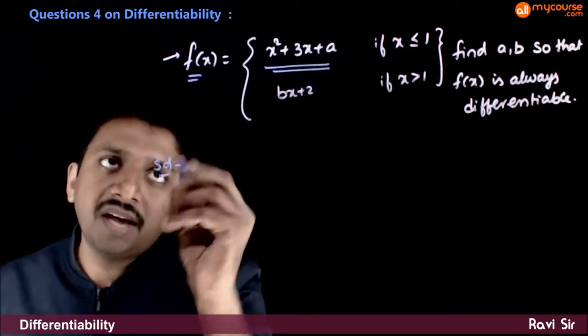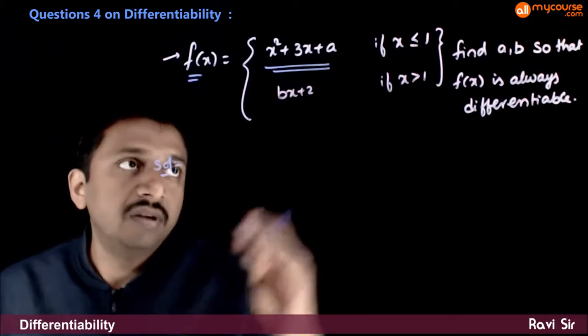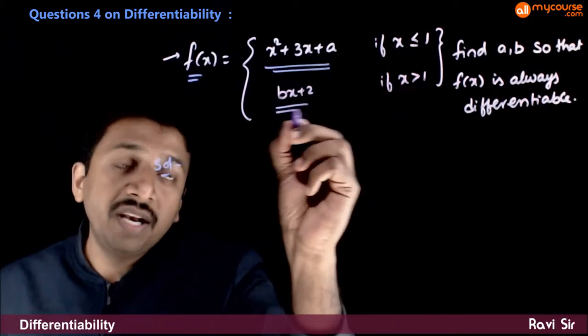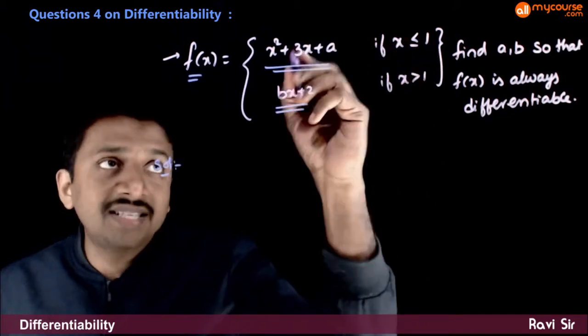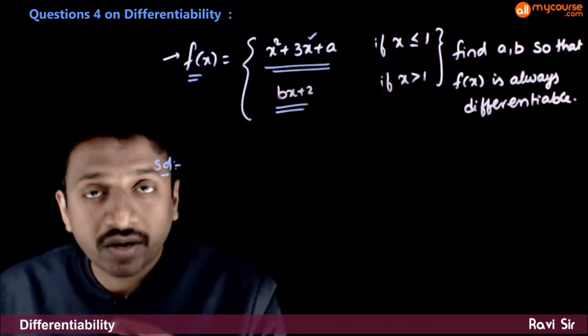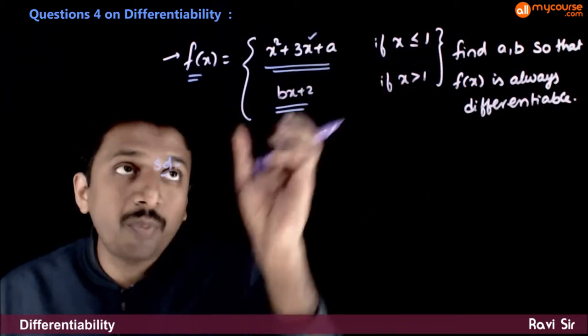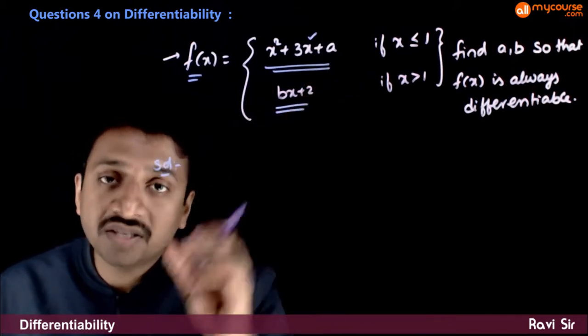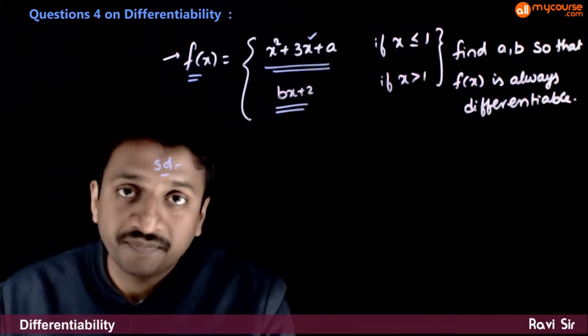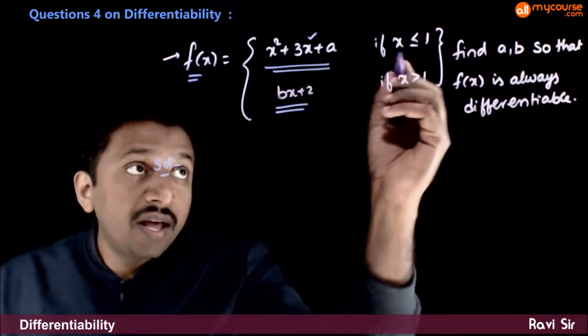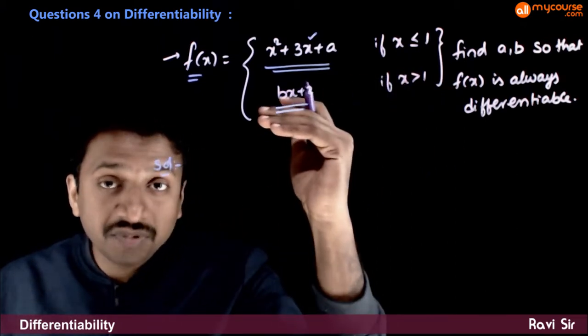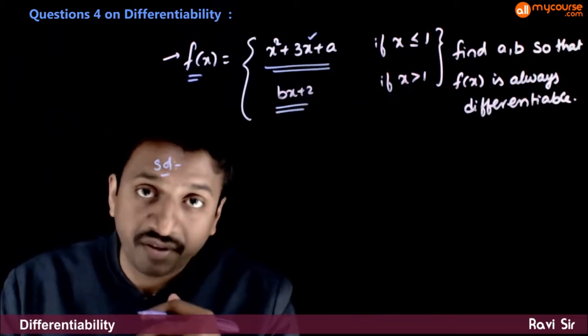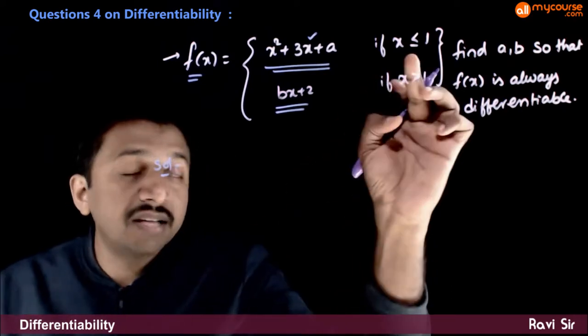So as you can see, f(x) is a piecewise function. When x is greater than 1, it is a linear polynomial. When x is less than or equal to 1, it is a quadratic polynomial. So we know that polynomial functions are always differentiable wherever they are defined. So if at all there are some problems for this function f(x) of differentiability, they have to occur at x equal to 1.